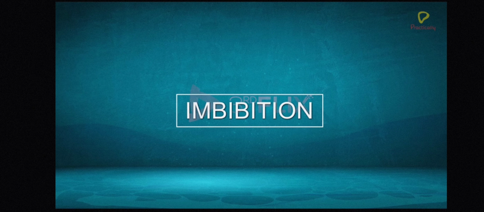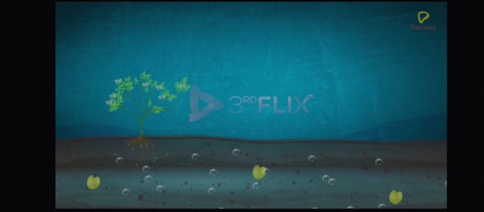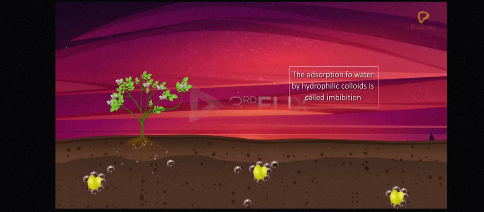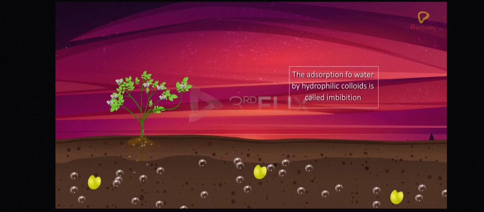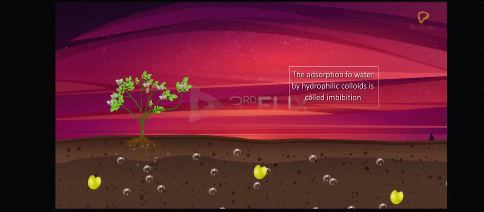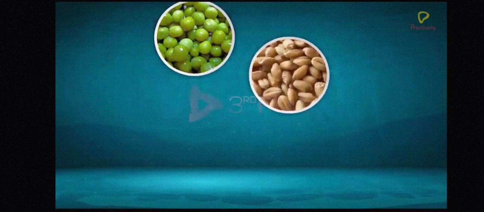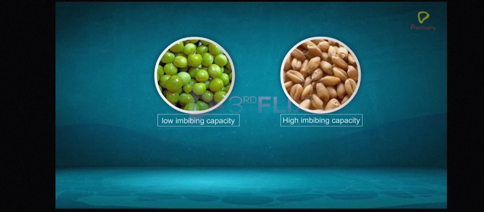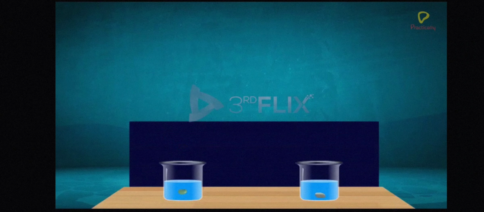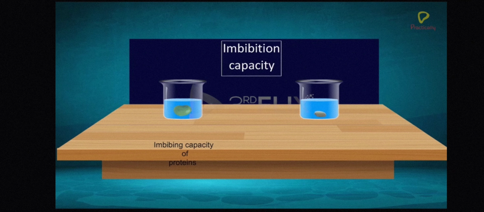Imbibition. The absorption of water by hydrophilic colloids is called imbibition. Example: dry seeds exhibit imbibition before germination. Proteins have a very high imbibing capacity when compared to starch. That is, proteinaceous pea seeds weigh more than starchy wheat seeds due to imbibition.